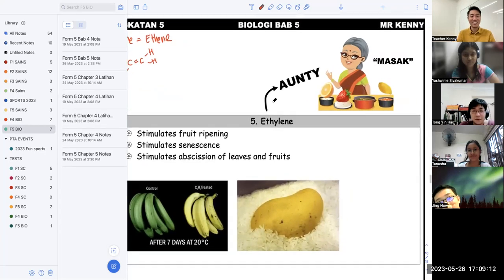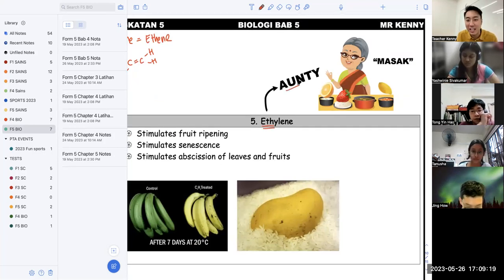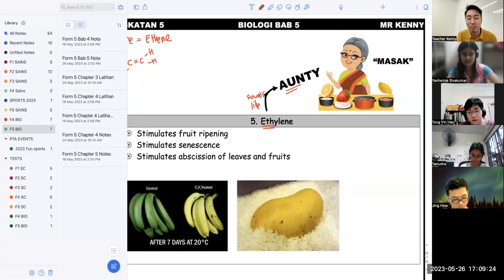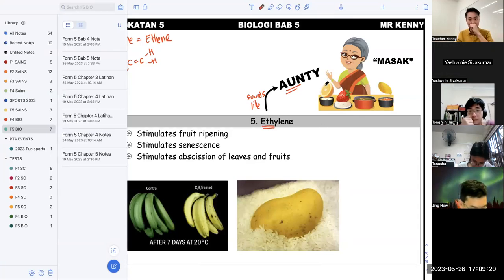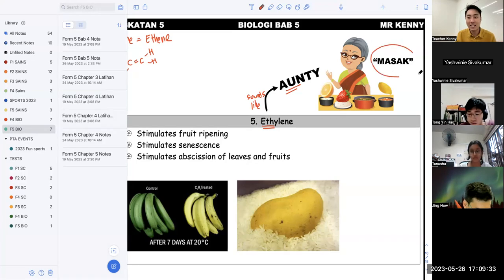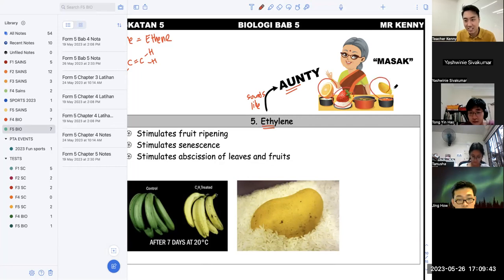All right, now let's go over here. How does ethylene relate to auntie? It sounds like auntie. Even though it doesn't, I still have to find a way to make you all understand. So ethylene sounds like auntie. And what does auntie like to do? Like to masak, like to cook. In Malay, buah masak means the fruit ripens faster, correct or not? So think of fruits, they ripen faster. Think of auntie using fruits to cook.